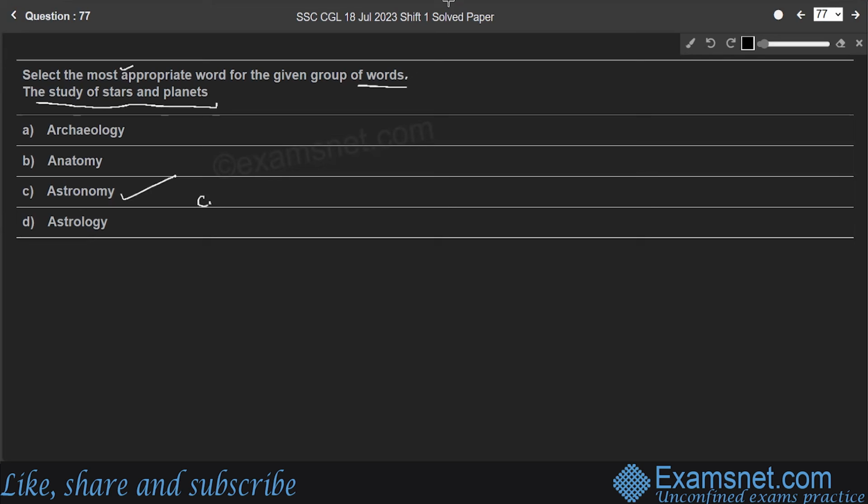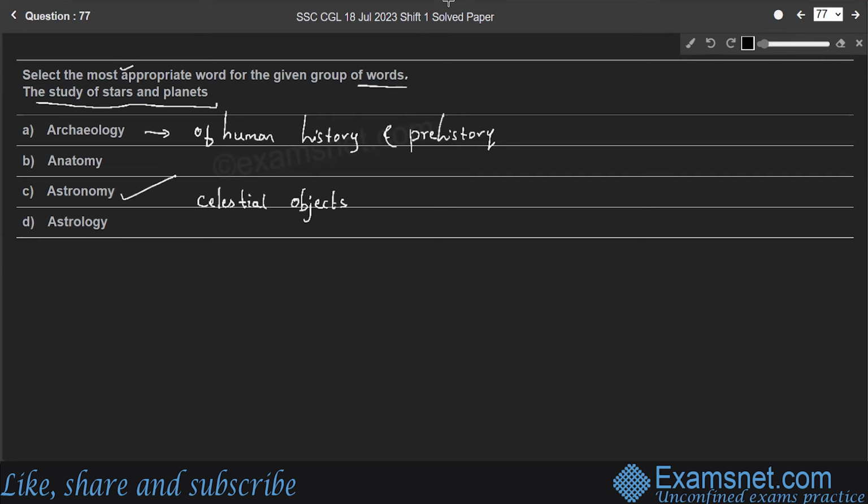Right? Study of celestial objects, particularly. Whereas the remaining options: archaeology means the study of human history and prehistory, through the excavation of sites and the analysis of artifacts and other physical remains. So it's a study of human history and prehistory.